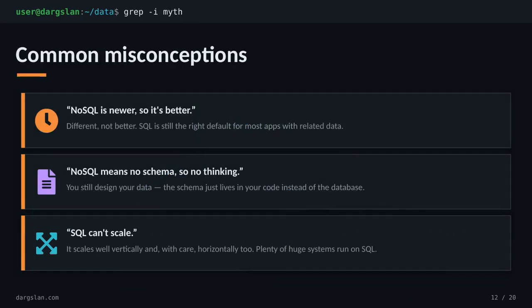Before we go further, let's clear up a few myths that tend to muddy this whole conversation. First, NoSQL isn't better just because it's newer. It's different, and for most apps with related data, SQL is still the sensible default. Second, schemaless doesn't mean thoughtless. You're still designing a schema. It just lives in your application code now. And third, SQL absolutely can scale. Plenty of massive systems run on it, both vertically and with some care, horizontally.